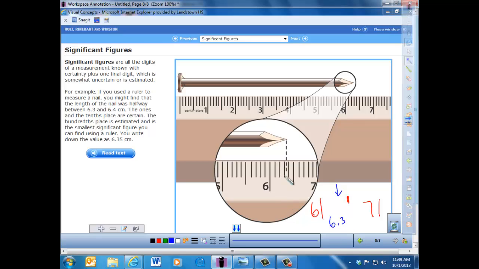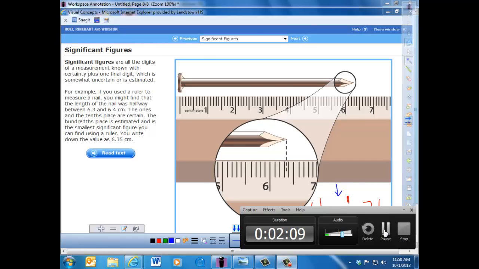Now, when you have these tenths marks, you're going to measure between the tenths. If you don't have them, you can't go to another digit. That's why significant digits are important. They mean something. Thank you.